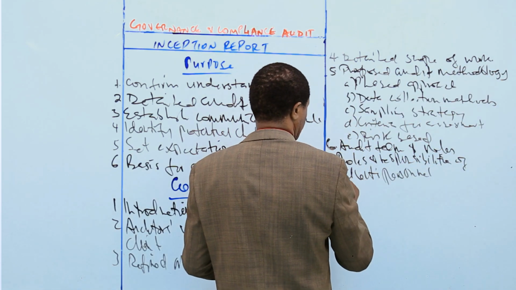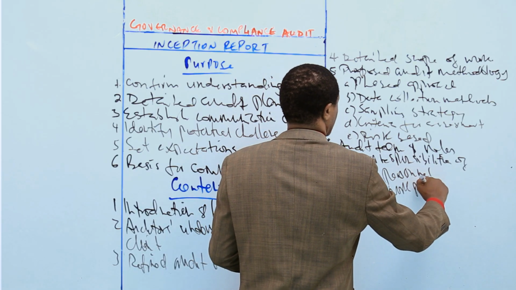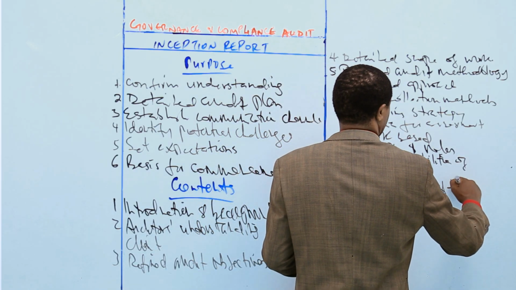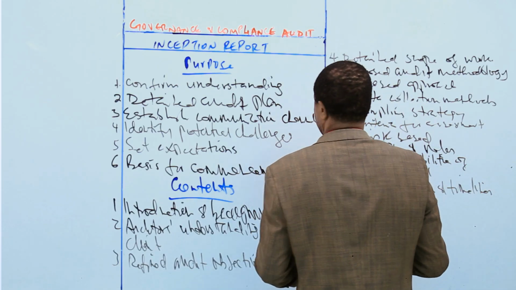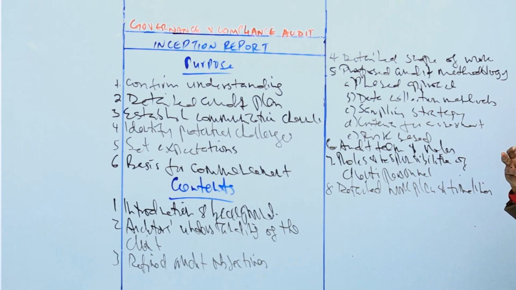Number 8 is detailed work plan and timelines. An Inception report will include a detailed work plan and timelines. It presents a realistic and granular timeline for the entire audit engagement. It also includes specific dates or date ranges for the inception meeting, for fieldwork commencement and completion, for draft report submission, and also the client review period for the draft report.